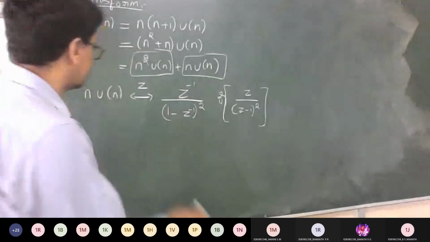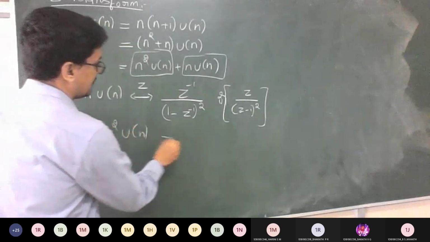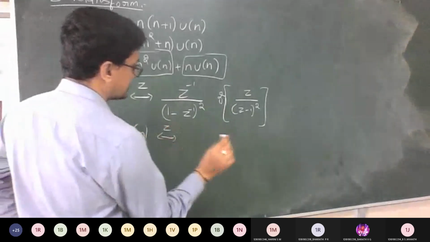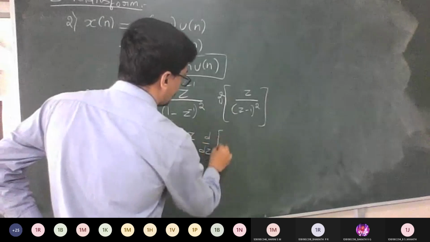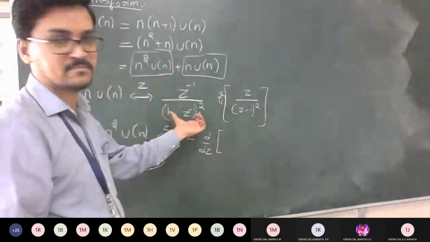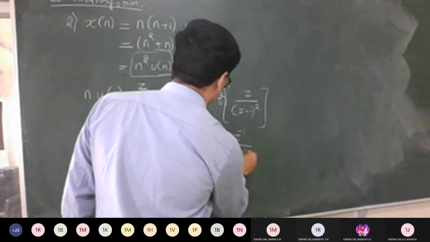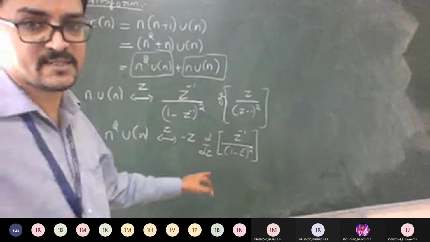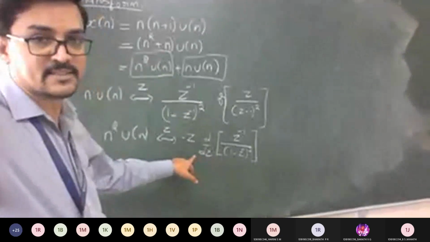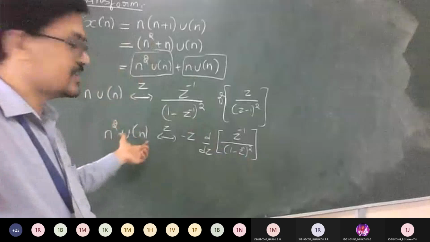Good. So just go back to this now. N square u of n. If you apply a z transform, the formula says minus z d by dz of this complete term. So is it correct, what I wrote? According to the property of your z domain. Is this fine, guys? Yes, sir. So this is the answer we got from n into u of n.